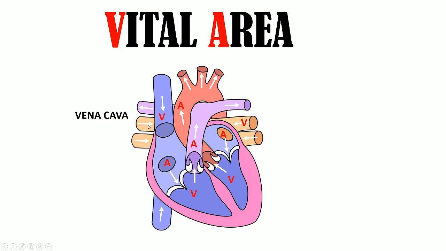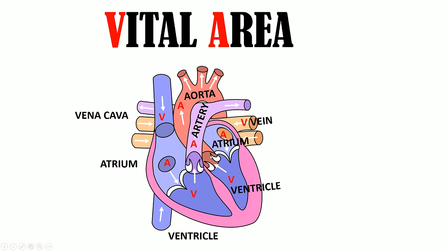So the first V is for vena cava, the second A is for atrium, the next V is for ventricle, the next A is for artery, the next V is for vein, the next A is for atrium, and the next V is for ventricle, and the next A is for aorta. Okay, so we labeled this artery and vein, but we know that this is the pulmonary artery because it's carrying blood from the heart to the lungs. Remember, pulmonary is associated with the lungs, so it's carrying blood away from the heart, that's why it's an artery, to the lungs. So pulmonary artery, and this is respectively called the pulmonary vein.